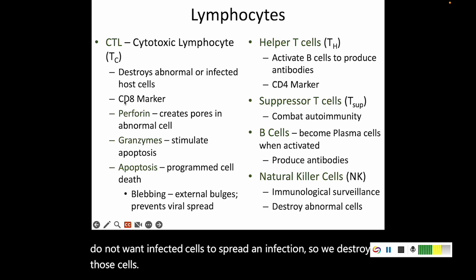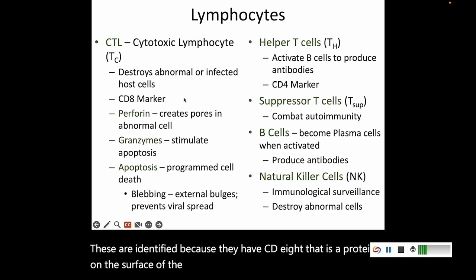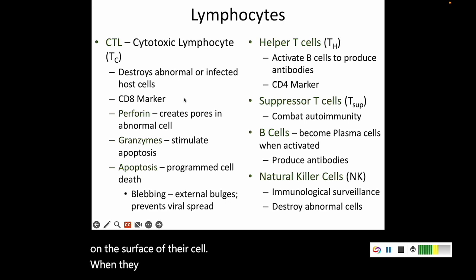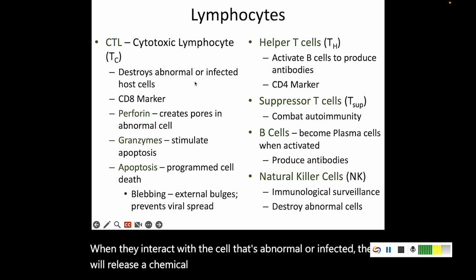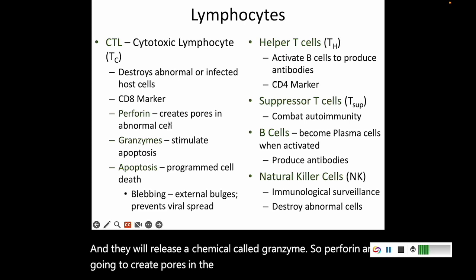These are identified because they have CD8, that is a protein on the surface of their cell. When they interact with a cell that's abnormal or infected, they will release a chemical called perforin, and they will release a chemical called granzyme. So perforin are going to create pores in the abnormal cell, which will kill the cell, just break it down.